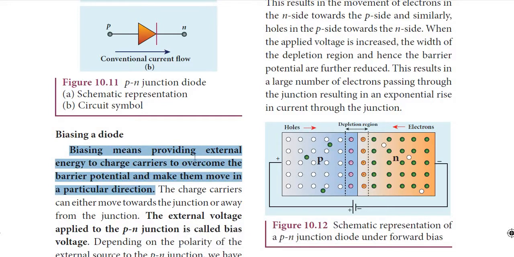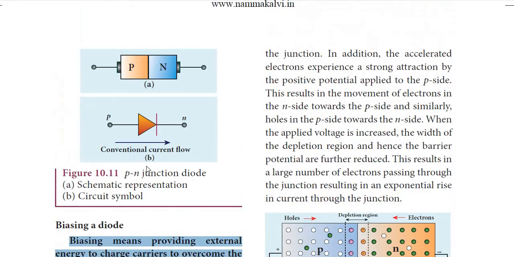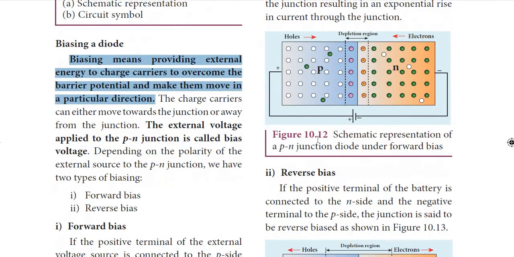Biasing a diode means providing external energy to charge carriers to overcome the barrier potential and make them move in the particular direction. Here, when we connect the external energy, this is the external energy, providing the external energy to charge carriers to overcome this barrier potential and make them move in the particular direction.